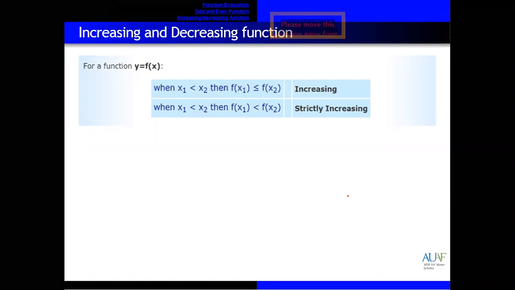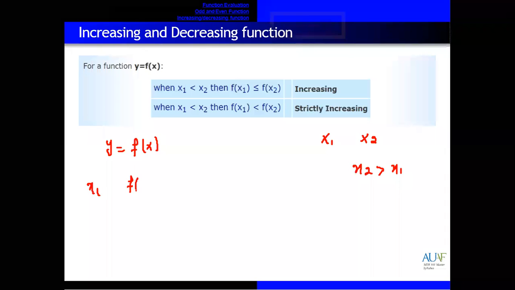First, the increasing function. If we have any function, like y is equal to f of x, and we select two values, x1 and x2, but the condition is x2 greater than x1. The second value will be greater than the first value. Then when you put these values, for the x1 value we have f of x1, and when you put the x2 value, the function is f of x2.